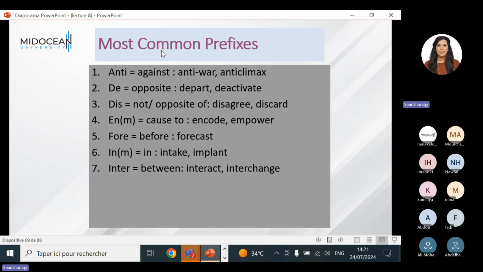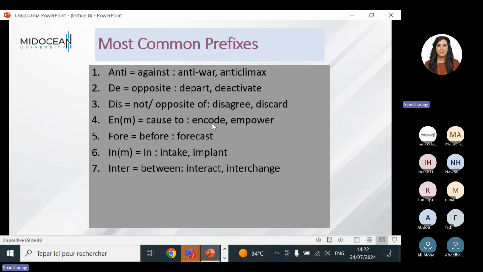Here you have examples of the most common prefixes. Okay, number 1, anti equals against. Example, anti-war, anticlimax. Number 2, de equals opposite, means depart. Example, depart, deactivate. 3, dis equals not or opposite of. Example, disagree, discard.